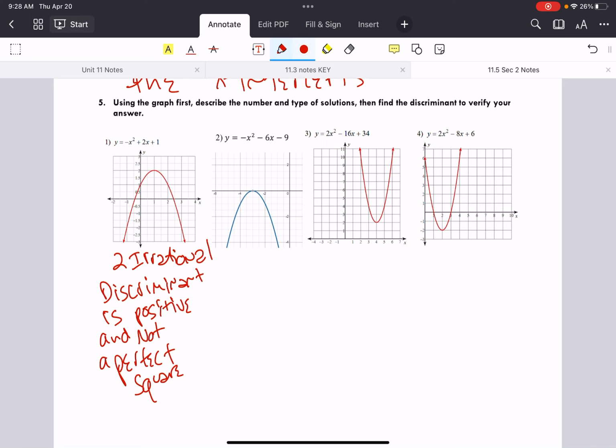All right, number 2. Does it have x-intercepts? Just 1, because my x-intercept is at the very end of the U-shaped thing, right? So what's my discriminant? 0. Yes. 1 rational solution. So my discriminant is 0.